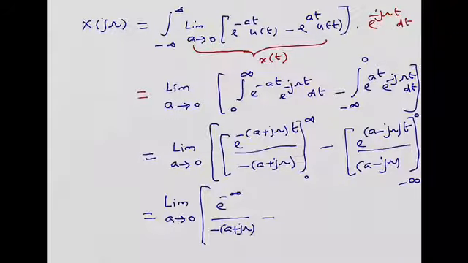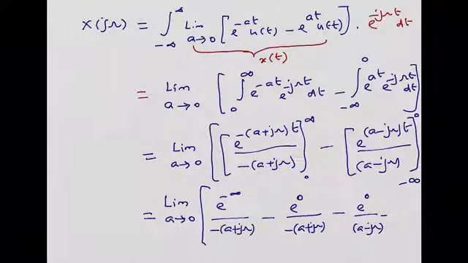The second one will become, by substituting t is equal to 0, the lower limit, the same expression: a plus j omega minus a plus j omega. Already a minus is present. Now you have to take the second term and substitute the upper limit. So e power 0 divided by a minus j omega, into minus, so it will become plus e power minus infinity divided by a minus j omega.